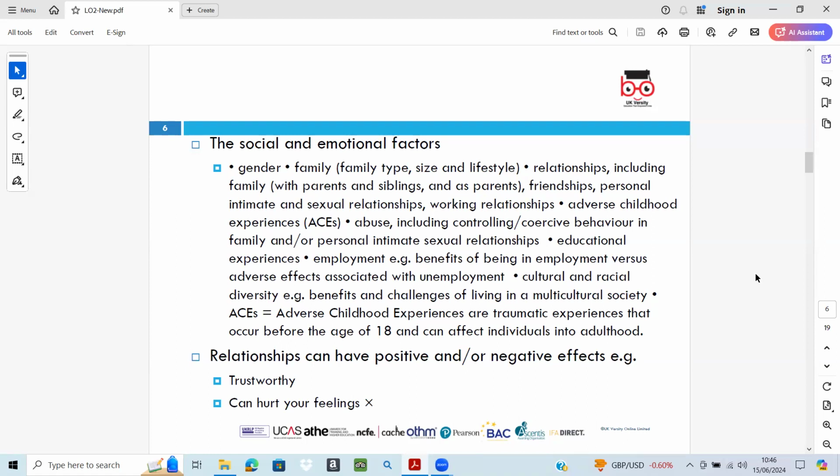Then we have the lifestyle. In lifestyle, we can say a family's lifestyle, including their socioeconomic status, health habits, and values, affect children's physical, emotional, and intellectual growth.